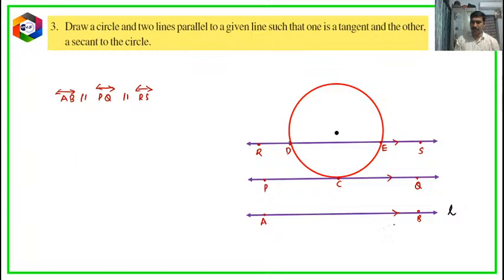With respect to the circle, PQ touches the circle at only one point. Therefore this is called a tangent of a circle. Whereas RS, if you observe, intersects the circle in two distinct points, therefore we can call it a secant. So this is the secant and this is the tangent, and these two lines are parallel to the given line. So this is how to draw a circle and two lines parallel to the given line such that one is a tangent and another is a secant to the circle. I think it is clear, children. Okay, now let us move to the next question.